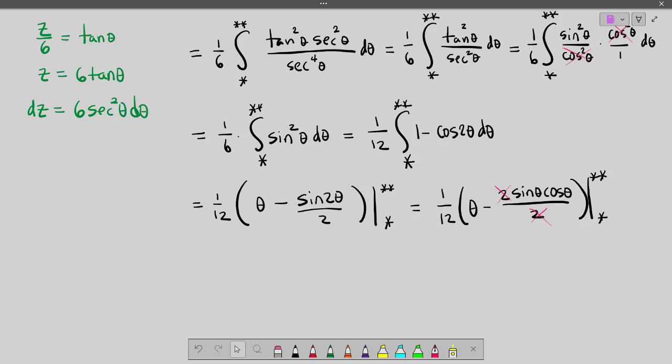We need to go back to our original independent variable, which is z. So we draw our magic triangle as if it's living in quadrant 1. Put theta right down there as if it's a positive angle in quadrant 1. Tangent is z over 6. Tangent is rise over run. Opposite over adjacent. We can then find the hypotenuse. Hypotenuse will be the square root of 36 plus z squared. Beauty.